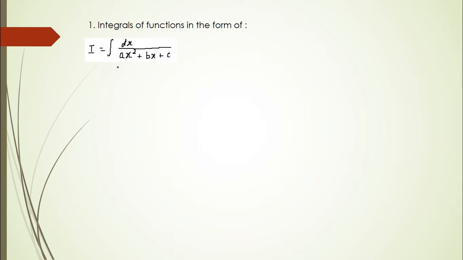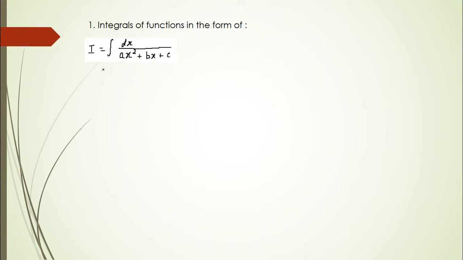Therefore, our first step has to be to make the coefficient of x square as 1. Now, to do that, we have to divide and multiply the denominator by a so that we can make the coefficient of x square as 1. So that is the first step.